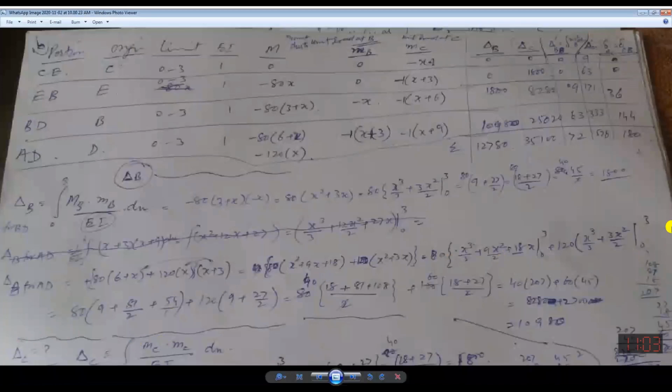So once again coming back to the solution of the numerical. Now in case of the EB portion, you can see an 80 kilonewton force is acting downward, and the limit is from 0 to 3. So under the effect of this applied loading of 80, it will be 80 into x. X is a variable. At any location you can find the moment along the length of this part EB: minus 80x.